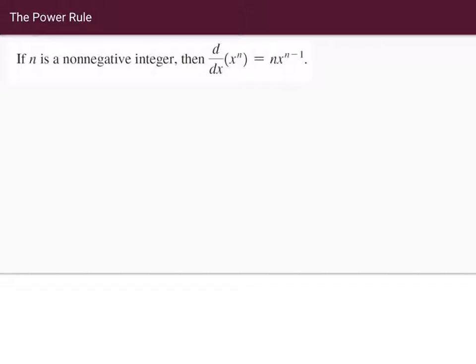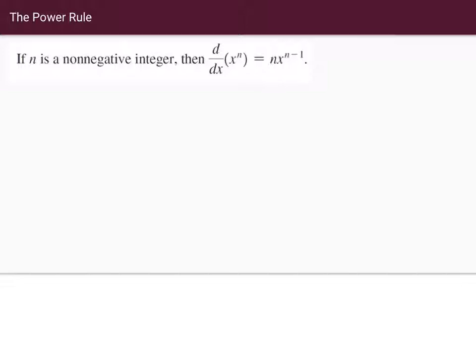Now let's take a look at the power rule. We use the power rule to find derivatives of power functions. Power functions all have the form f of x equals x raised to some power, where the power is a real number. So in this case, it says if n is a non-negative integer, then the derivative of x to the nth power with respect to x is equal to n times x raised to the power n subtract 1.